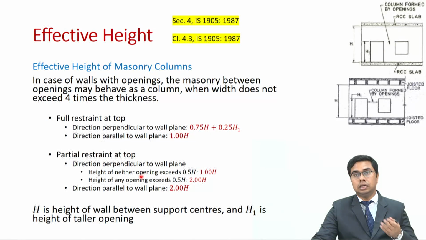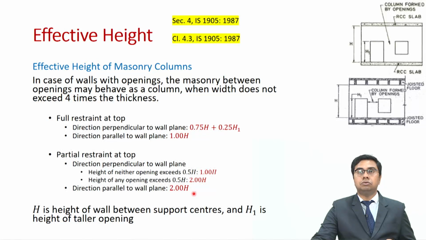If your openings are large, that is the height of any opening exceeds 0.5 h, then in that case we say that the wall is not properly bounded in the geometry, and therefore the effective height will increase to 2 times the height of the wall. And in case of direction parallel to wall plane, any opening shall render the wall not sufficiently bounded, and therefore in the direction parallel to wall plane we have the effective height as twice the height of the wall.